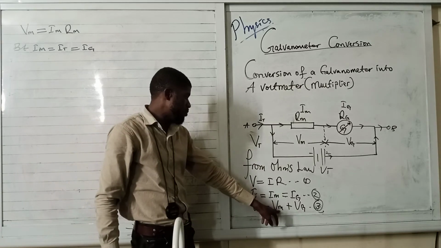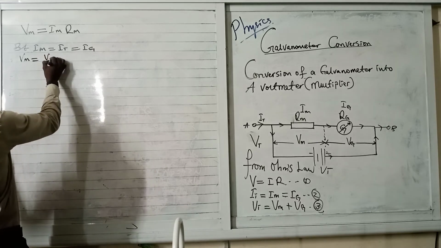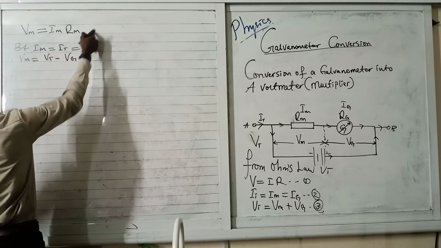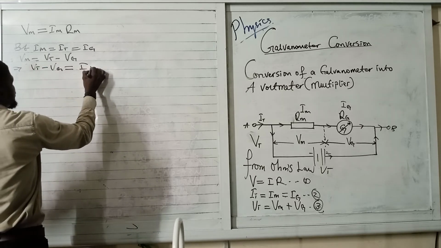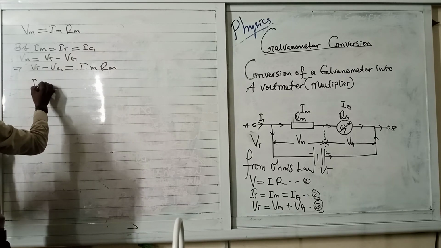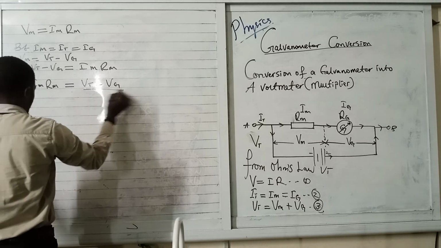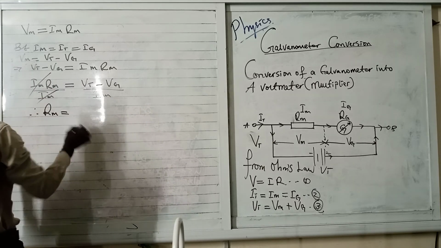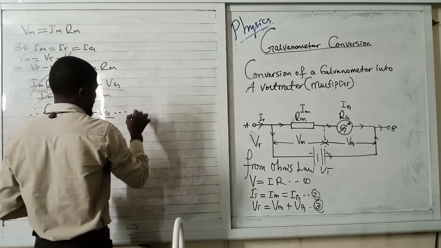So we write again. How about Vt? Vm will now be Vt minus Vg. So we say that Vm is equal to Vt minus Vg. That is it. So we substitute this equation back into this one here. This implies that Vt minus Vg is equal to ImRm. We want to make Rm the subject of the formula, so we have ImRm is equal to Vt minus Vg. So we divide both sides by Im. Therefore, our Rm is Vt minus Vg divided by Im. We call this equation number 4.